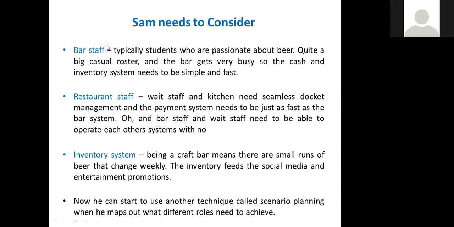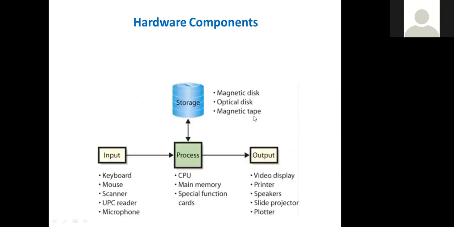Other things to consider: how is he going to staff his bar, the bar staff, the restaurant staff? You need people that have skills or are willing to learn how to serve drinks and make cocktails and so forth. Restaurant staff, you need people that know how to cook certain dishes. Inventory system, how you are going to update that. And he can also use scenario planning.